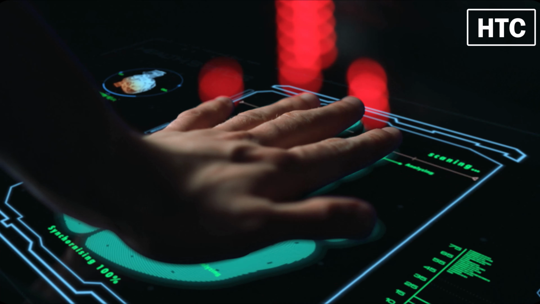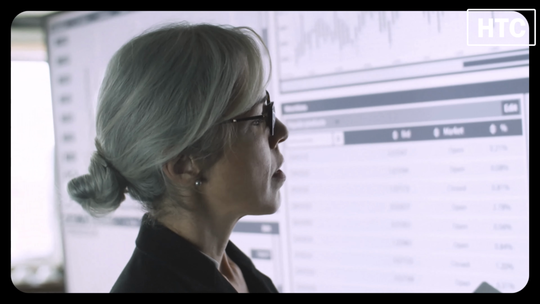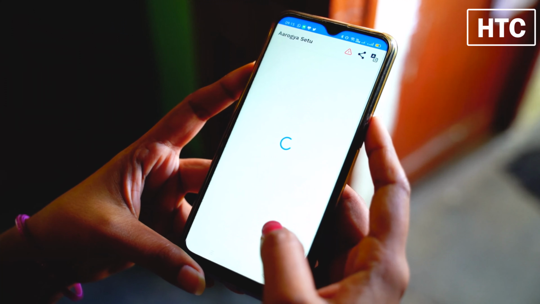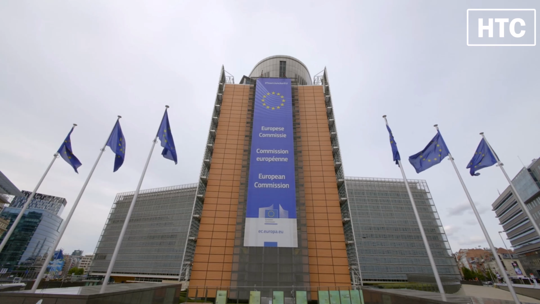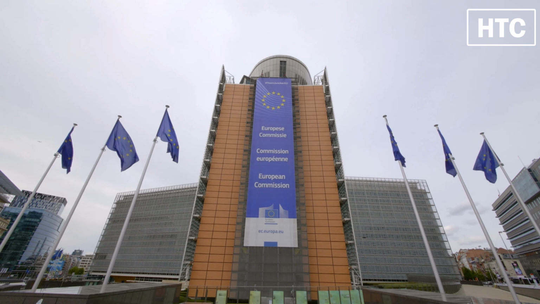Despite remarkable progress, challenges remain. Data privacy is a significant concern. As AI systems collect and process personal data, safeguarding this information is critical. Regulations like the General Data Protection Regulation, GDPR, in the EU set strict guidelines for data handling.